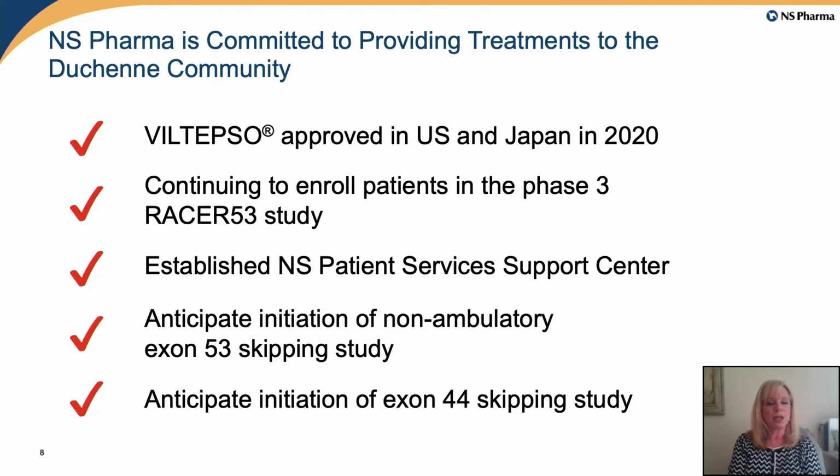We anticipate initiation of an ambulatory and importantly non-ambulatory exon 53 skipping study in the near future. And we also anticipate initiation of an exon 44 skipping study. So please, for both of these, if you have an interest, continue to check regularly on clinicaltrials.gov, where we update very frequently.